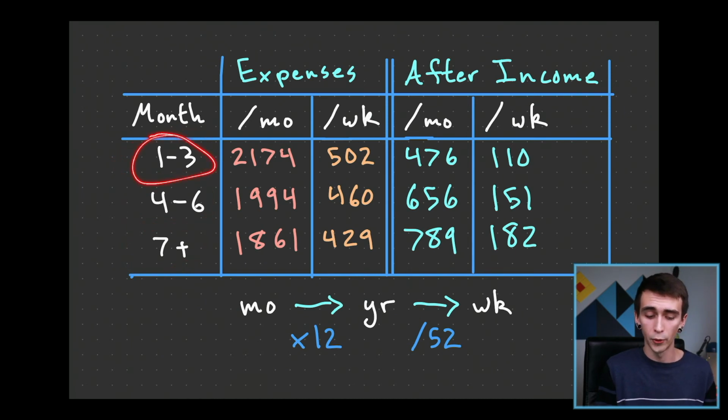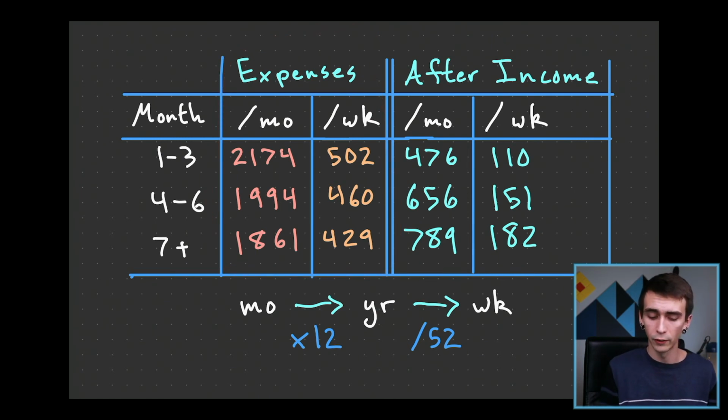So for months 1 to 3, I'm paying off the credit card and the loan. And then for months 4 to 6, I'm just paying the credit card. And then months 7 and up, I'm paying only the expenses because I'll have no more debts left over. So now in the expenses column, you can see how these expenses are changing over time.